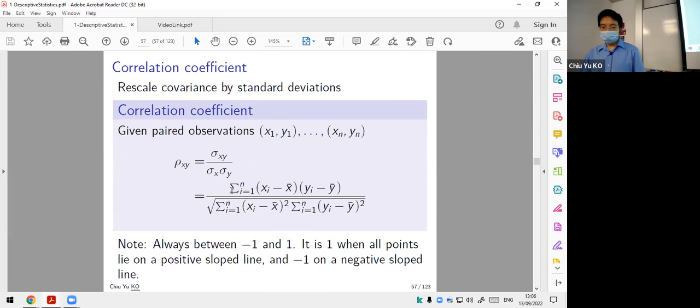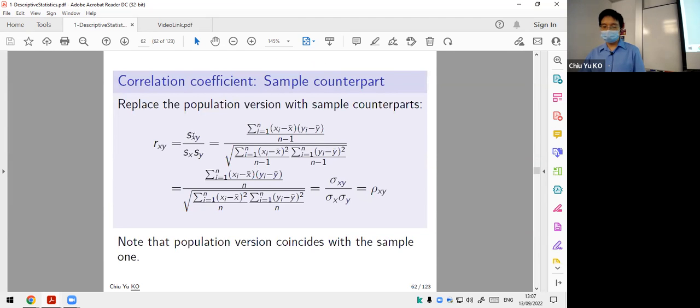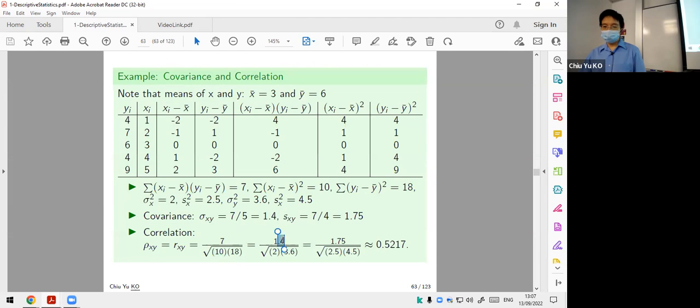And you can also calculate using this formula, because we calculated this already: covariance, over S_T and S_T. You can calculate it using the sample version. So this one is using the population version, 1.2 over the square root of 2 times 3.6, 2 times 3.6. And the other is the sample version, 1.7 over the square root of 2.5 times 4.5. So this is how you get this number. So this number is 0.5.